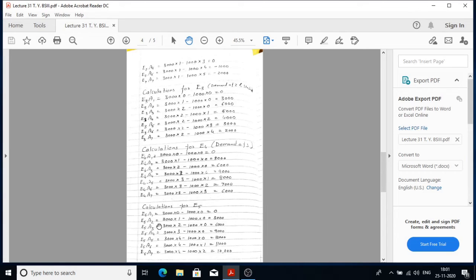E5 A2. A2 means stock of 1 boat. Though demand is for 4 boats, we can sell only 1 boat. So 3000 into 1, answer is 3000.